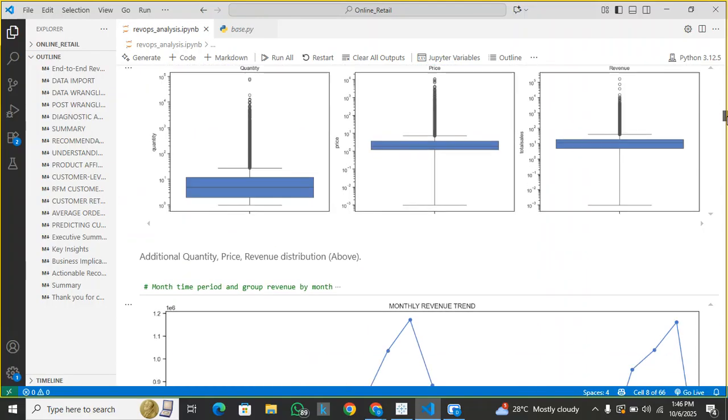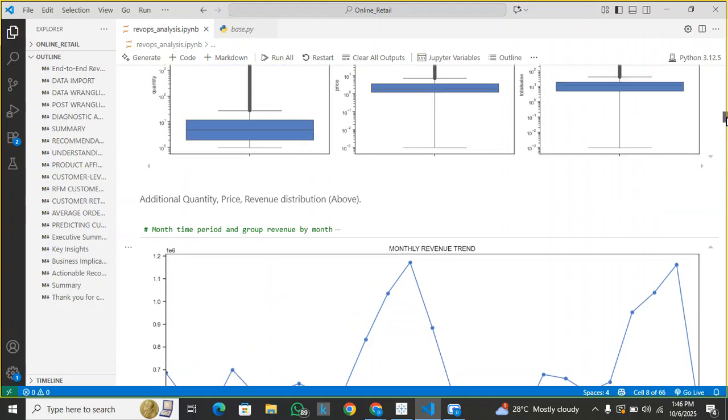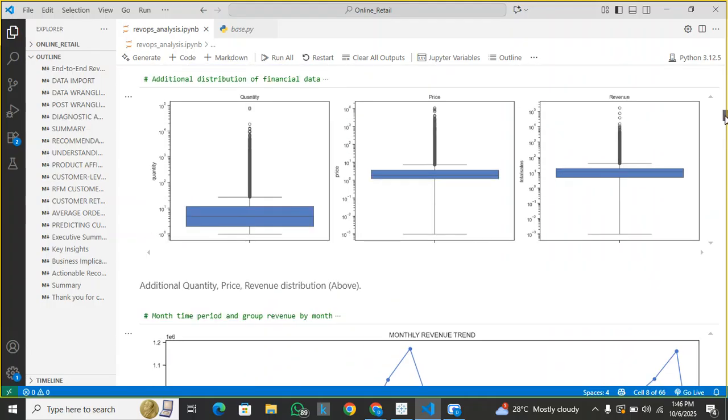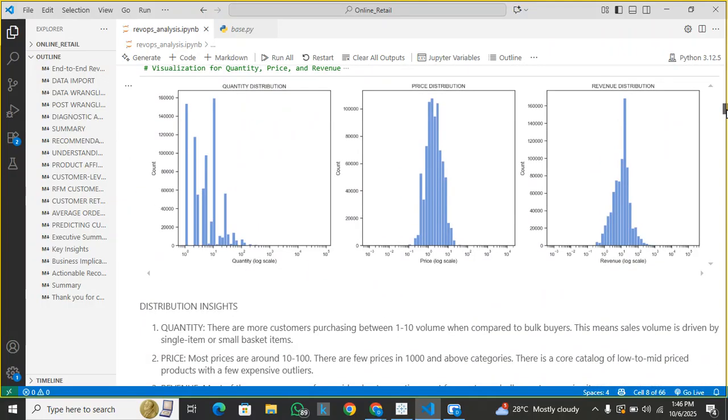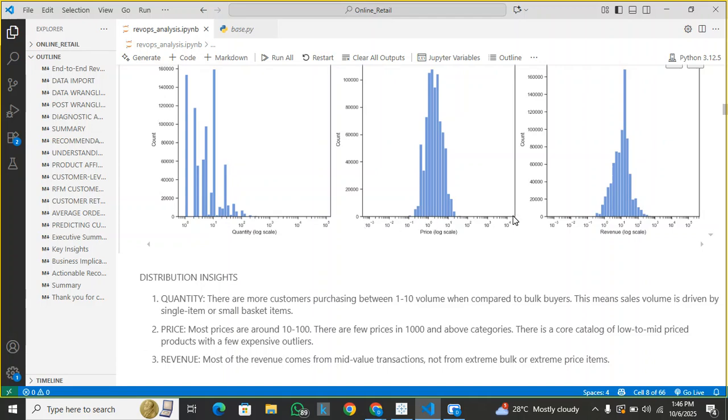So I created an additional distribution, which is a box plot for the three numerical columns. Mind you, this is on a log scale because the data set is vast, and I wanted to show the full picture of all of the distributions instead of capping it. So I felt logarithm would have been the best way to show the full picture.